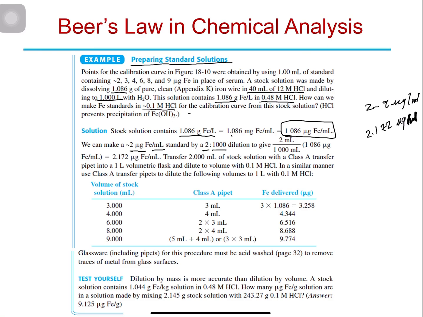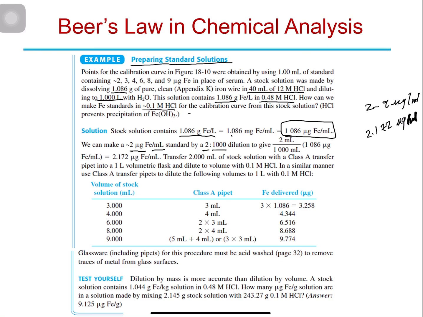When we do the dilution, we will do the dilution now in 0.1 molar HCl, because we said that we need to prepare the solution in 0.1 molar HCl. We don't prepare it with water, so you have to be careful how you should prepare your sample. We usually add HCl because we need to prevent the precipitation of ferric hydroxide, so we need to add HCl.